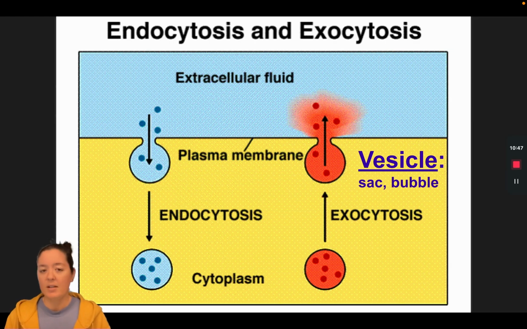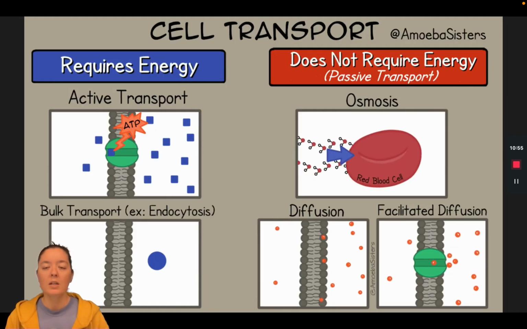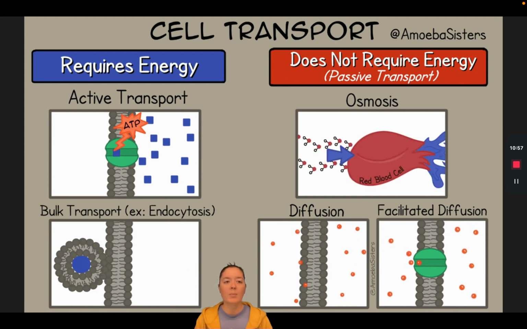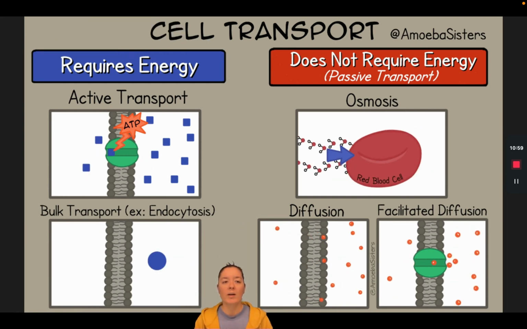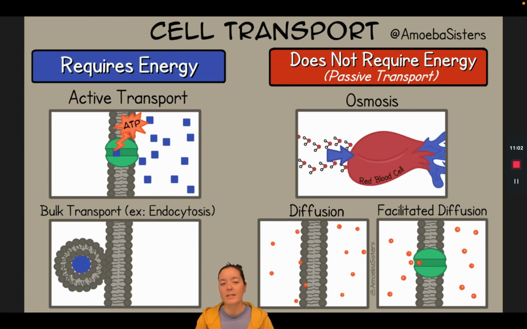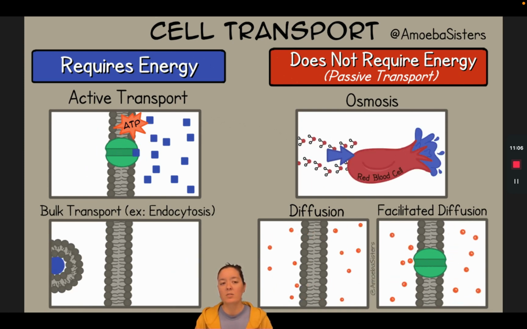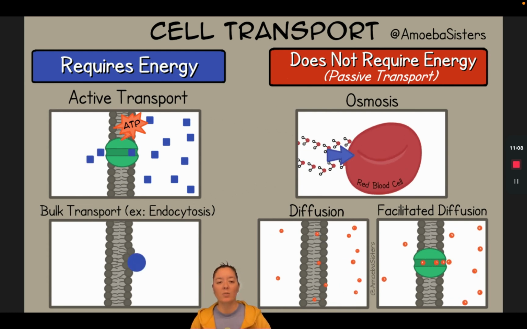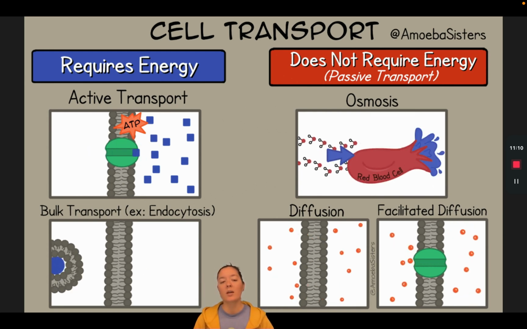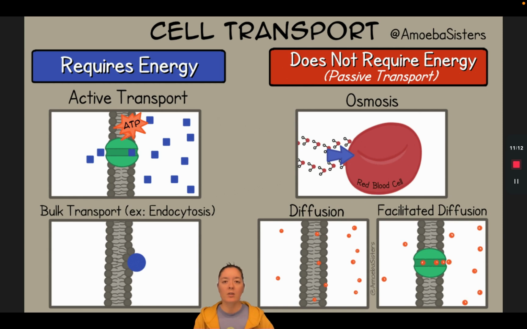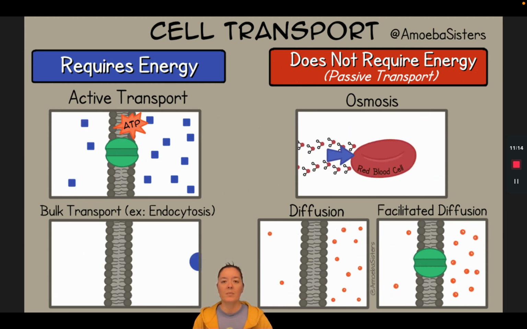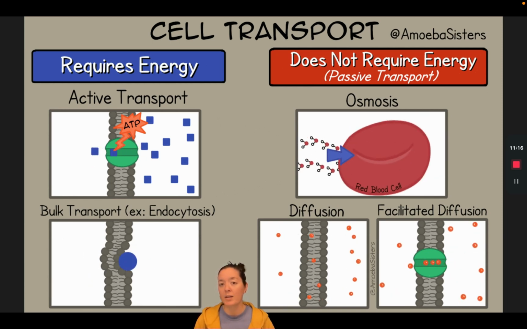Here's just another image of endo and exocytosis, moving in versus moving out. And lastly, our little sum up page here. Two things that require energy are active transport going against the concentration gradient, as well as both endo and exocytosis, because we're moving lots of things at once, or very, very large things at once, and pinching off a piece of that cell membrane, of the phospholipid bilayer.